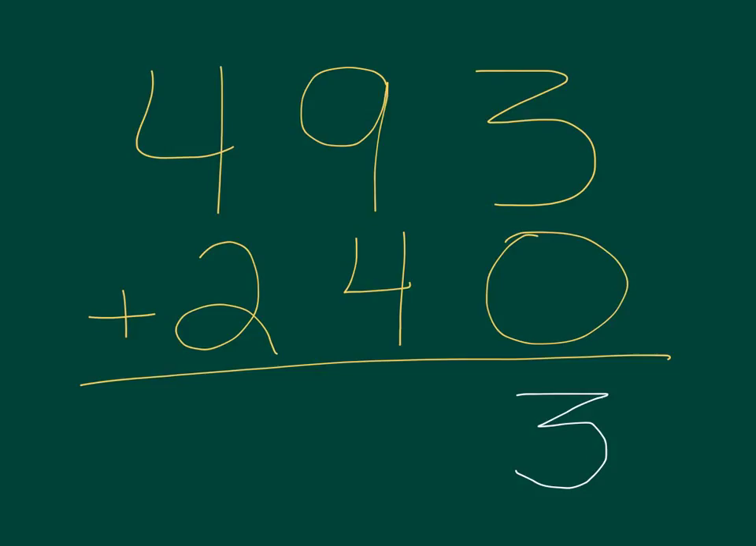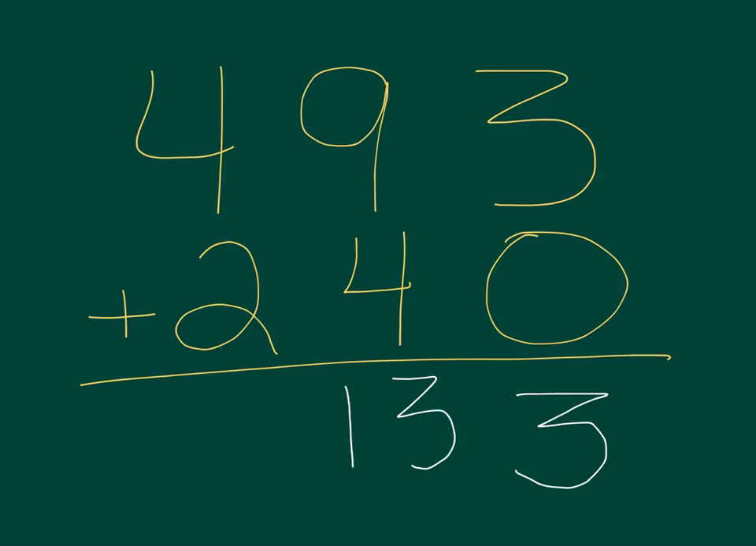When I go to my tens column, however, I have 9 plus 4. And 9 plus 4 equals, think about it, say it. Well, the same rules apply. It's 13. I can't write 13 in my tens column because that's a 2-digit number.